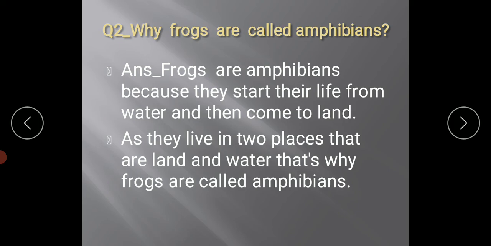For the next question, ready the next page, write down today's date, and then write the question: why are frogs called amphibians? Answer: after leaving a line, you can write the answer. Frogs are amphibians because they start their life in water and then come onto the land. Point number 2: as they live in two places, land and water, that's why frogs are called amphibians. Then draw the ending lines, and thank you boys.